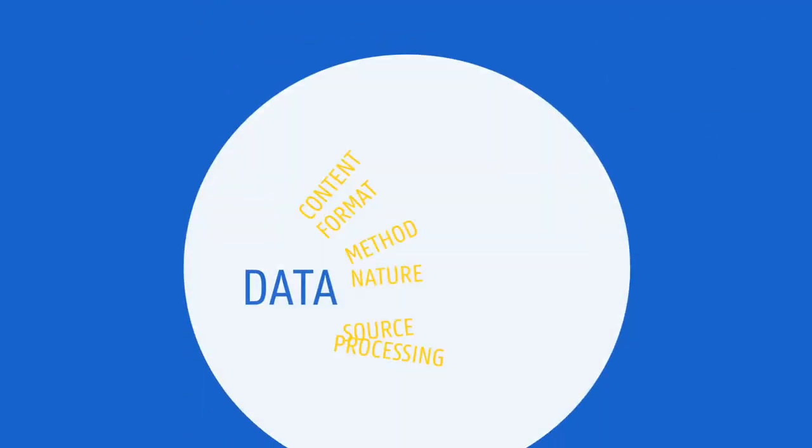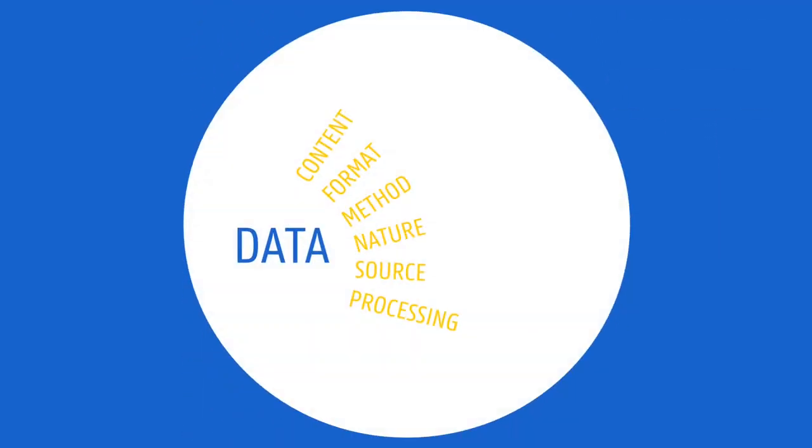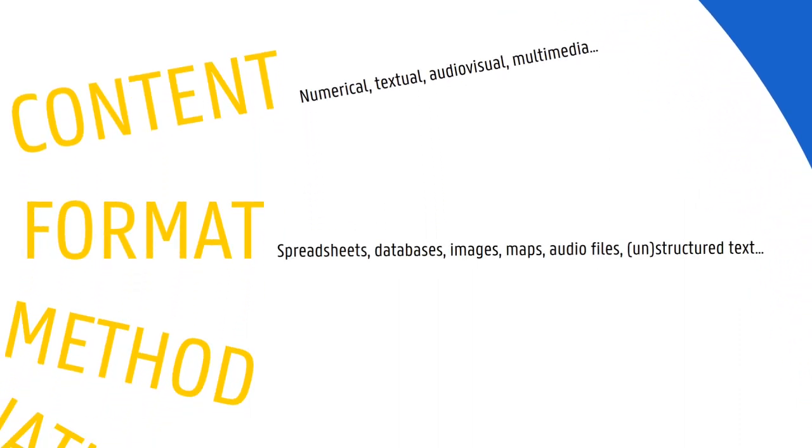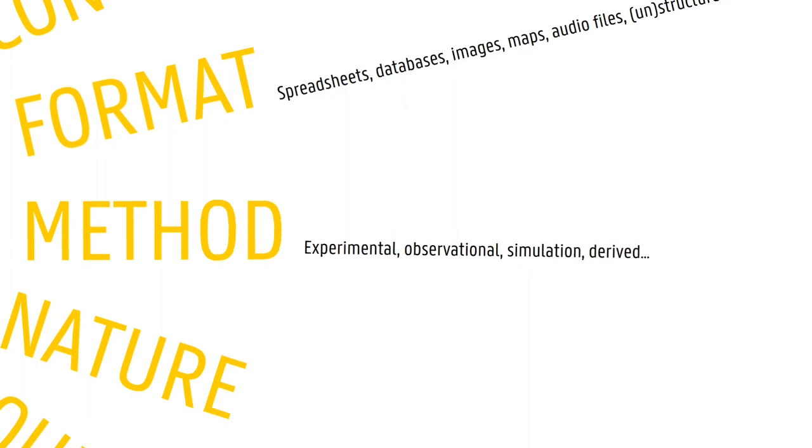There is a huge variety of data types. Research data can be classified in different ways, for example based on their content: numerical, textual, multimedia, etc. Based on their format: spreadsheets, databases, images, maps, audio files. Or based on the collection mode, such as experimental data, observational, simulation, or derived or compiled from other sources. Or, for example, its digital or non-digital nature. Or its primary or secondary character.